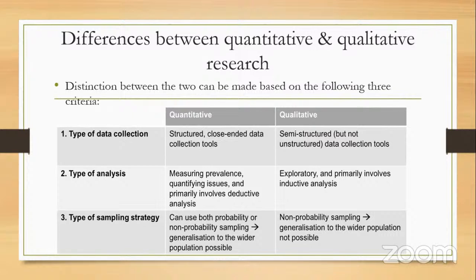And data collection tools. And what kind of analysis in quantitative? Measuring prevalences and quantifying issues, and it primarily involves deductive analysis. In case of qualitative, we can go for the exploratory, and it primarily involves inductive analysis. And the type of sampling strategy you are going to adopt: in quantitative you can use both probability or non-probability sampling, and in qualitative it is non-probability sampling. Generalization to the wider population is not possible. In case of quantitative, you can use both probability or non-probability sampling, and generalization to the wider population is possible, right?